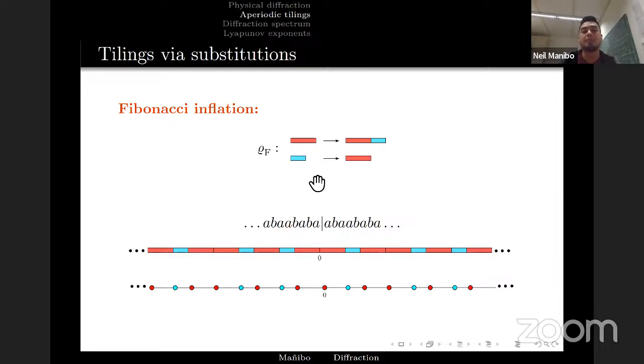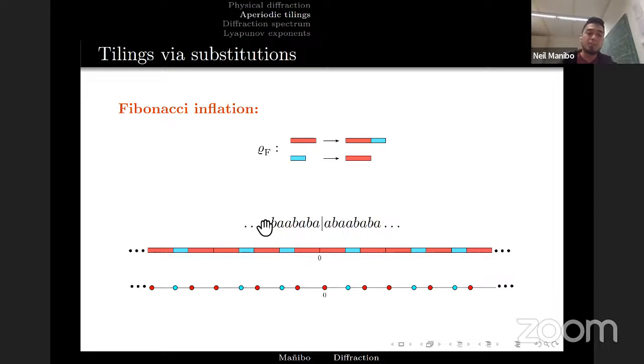The reason why it's an inflation rule is because under the inflation rule, each tile gets inflated exactly by lambda. So this is lambda plus 1, which is lambda squared, and gets subdivided depending on the original substitution rule. So this is still A goes to AB, B goes to A. And under one step, each tile is expanded exactly by a factor of lambda.